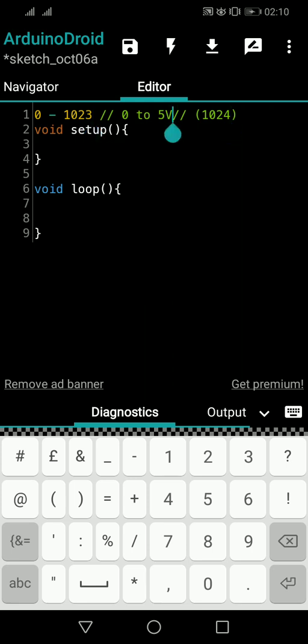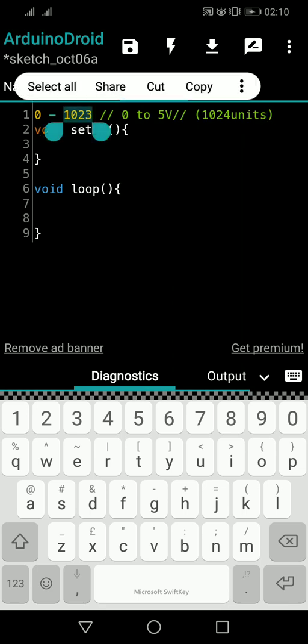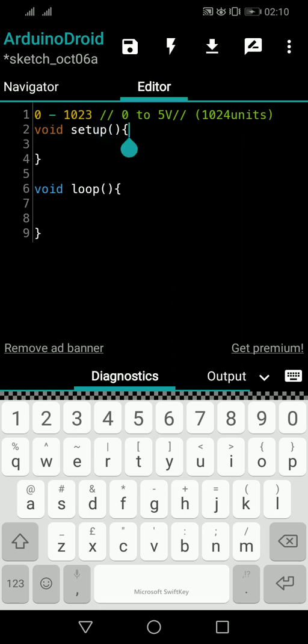When it is 5 volts, all the 1024 units will be allocated, and Arduino will say, okay, this is 1024 units, which means the value 1023 because it starts from 0. Let's ask a simple question: if it is 512 units, what voltage are you getting as input? It is half of the total number of units, which means half of the voltage, so 2.5 volts. You understand? I hope it is understandable.